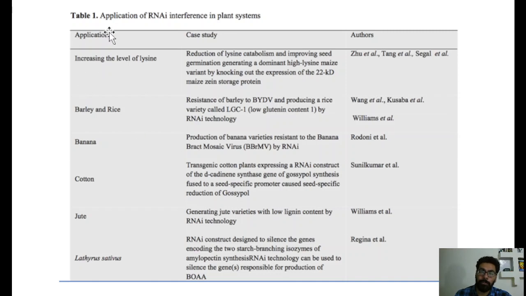So there were various examples of RNA interference in plant systems, as you can see in this slide. It is used in different plants for different purposes. The most important examples are for defense against viruses in banana, in barley and rice, and in other crops, as well as for enhancing the shelf life in tomato.